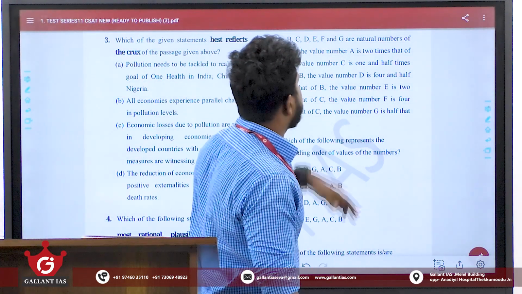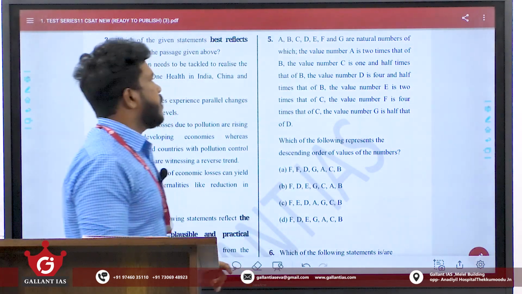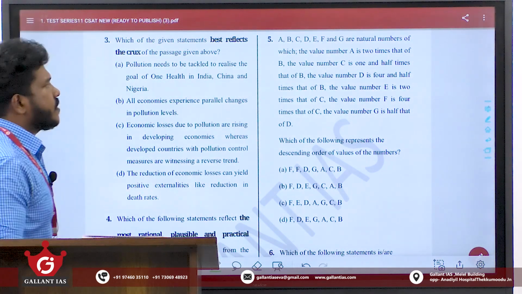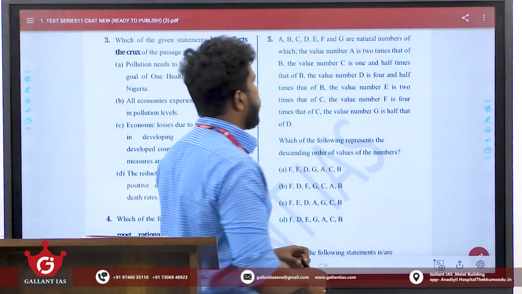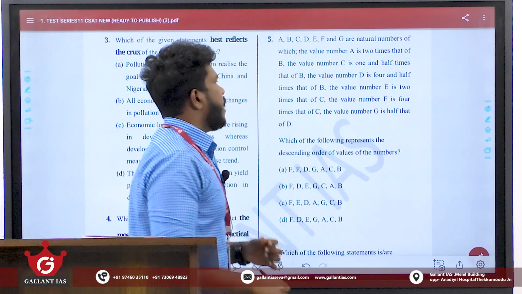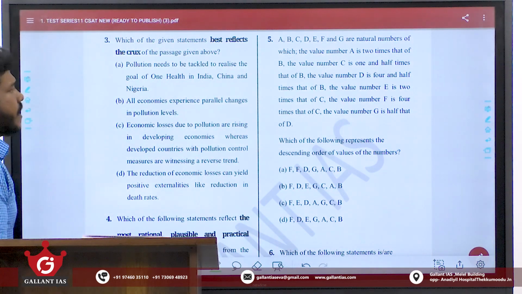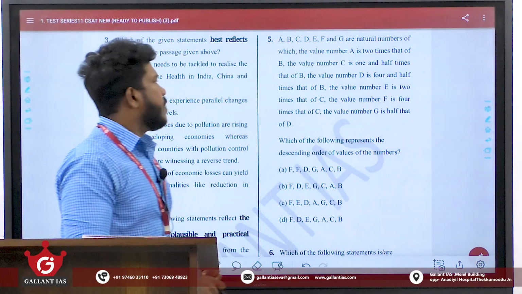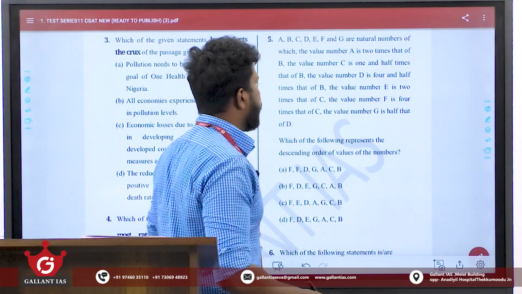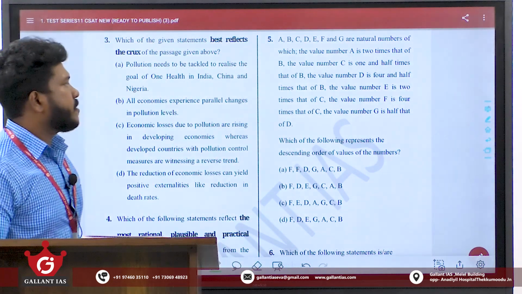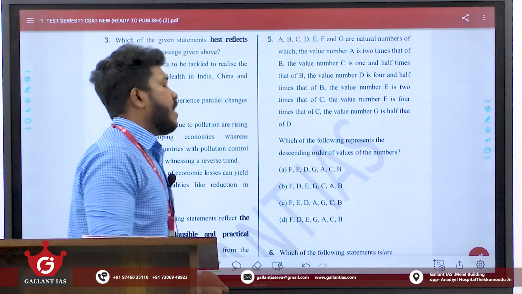A, B, C, D, E, F, G are natural numbers of which the value of A is 2 times that of B, the value of C is 1.5 times that of B, the value of D is 4.5 times that of B, the value of E is 2 times that of C, the value of F is 4 times that of C, and the value of G is half that of D.